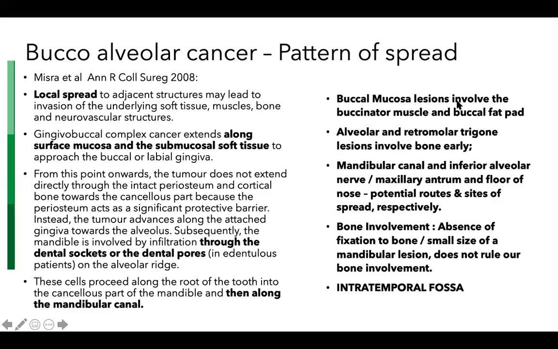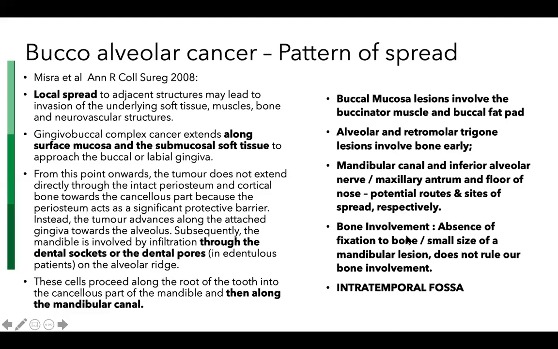So buccal mucosa lesions will progress differently as compared to alveolar and retromolar trigone lesions. Buccal mucosa lesions will involve the buccinator muscle and the buccal fat pad. Alveolar and retromolar trigone lesions will involve the bone early, that is natural. Besides the mandibular canal and the inferior alveolar nerve, we know the maxillary antrum, the floor of the nose, and the maxillary sinus are the possible routes of spread for upper alveolar lesions.